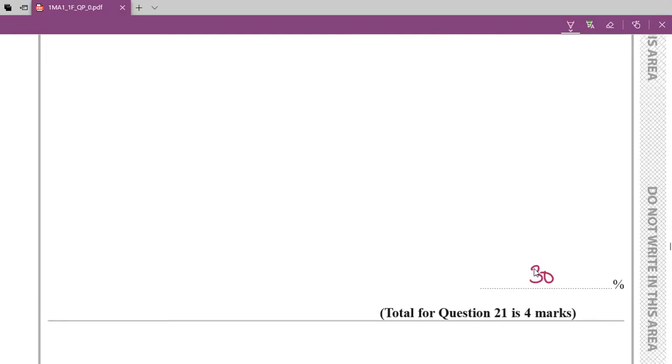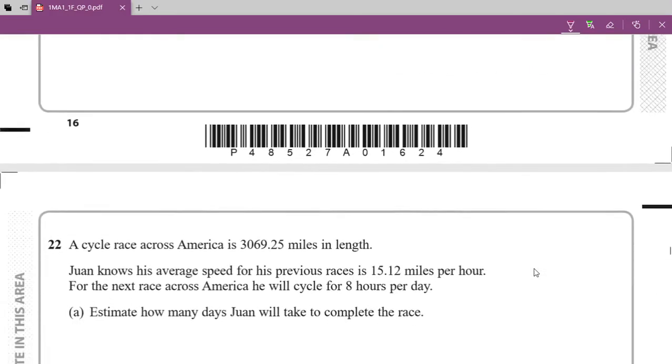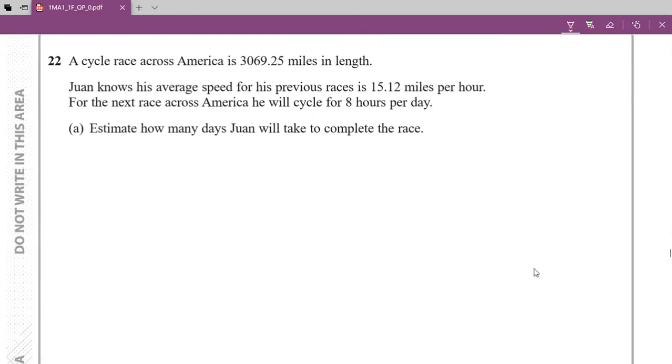Okay, so we go to the next question. Question 22. A cycle race across America is 3,069.25 miles in length. Juan knows his average speed for his previous race is 15.12 miles per hour. For the next race across America, he will cycle for 8 hours per day. Question A. Estimate how many days Juan will take to complete the race. Now the key word here is the word estimate. So you're really going to make some estimates in your working.